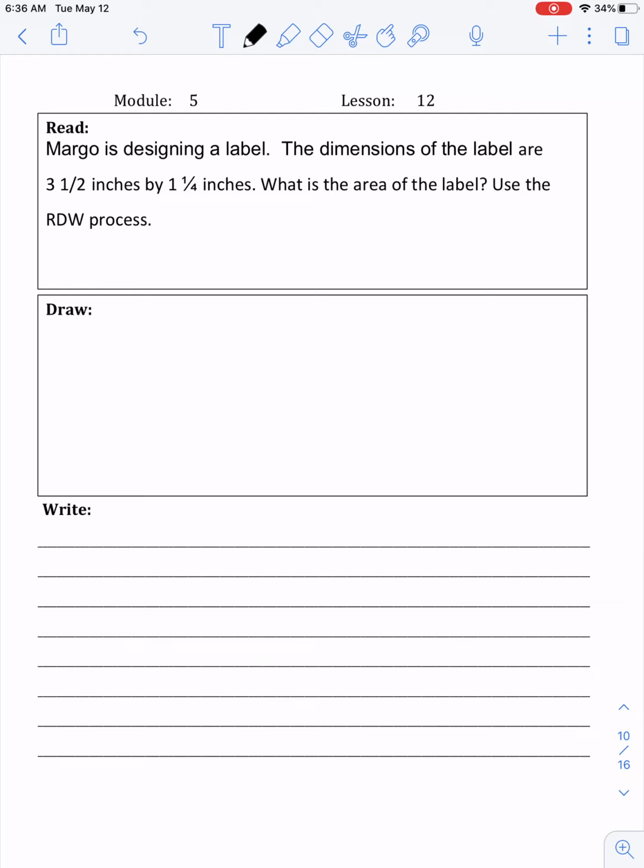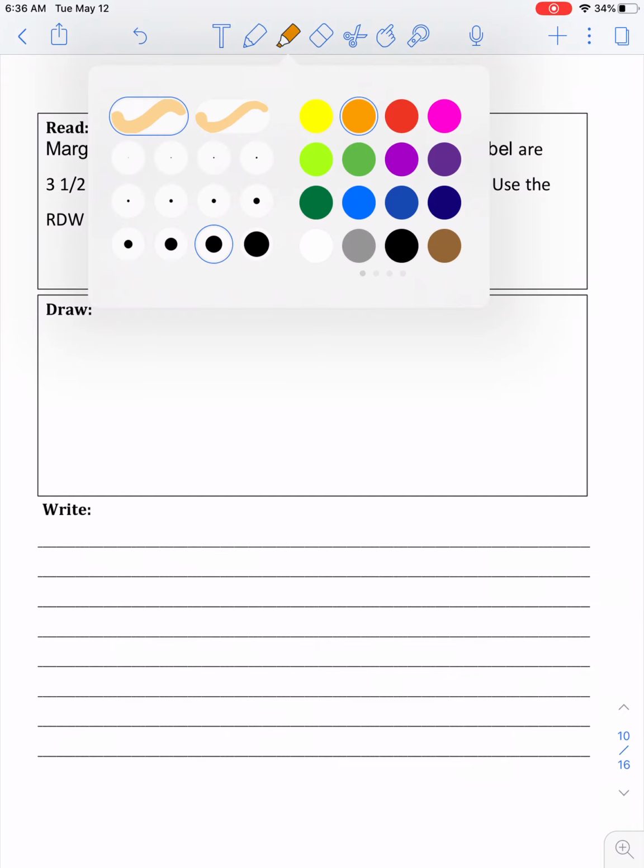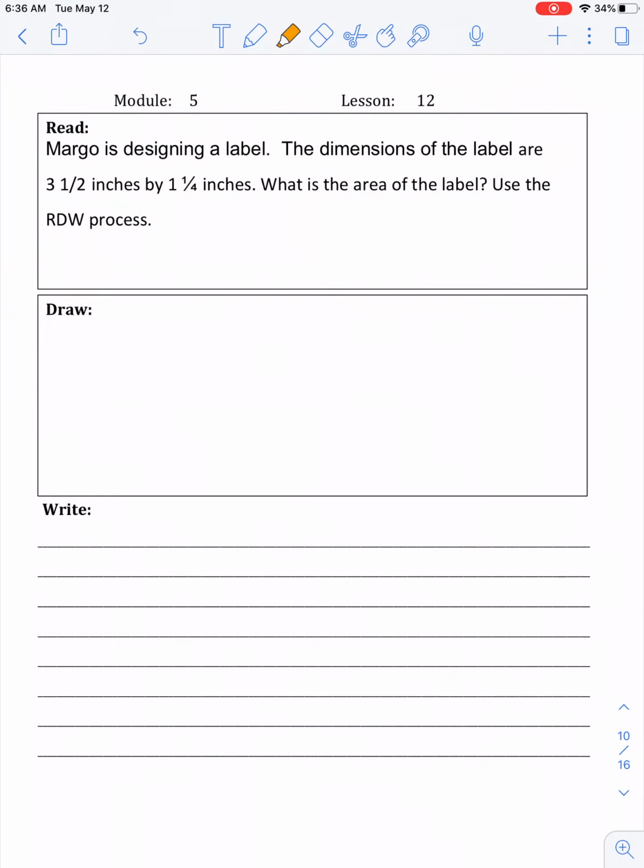So remember, with area, it is length times width. And I'll turn my pen on. Area is length times width. And so we want you to make sure to highlight our key math words, and we are going to chunk this. We're going to use the cubes method and chunking method.